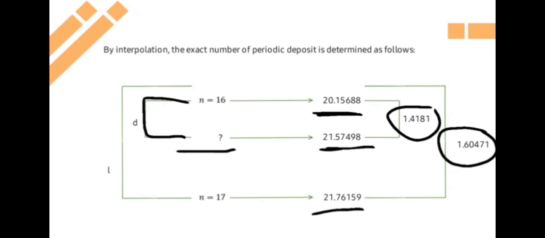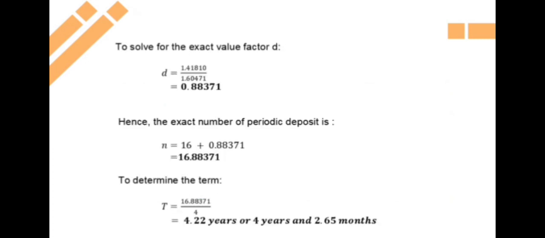So, to get this, we just divide the two differences we got. So, 1.41810 divided by 1.60471 is equal to 0.88371. So, just like what we did earlier, we add the number of compounding periods of 16 to the D factor. So, 16 plus 0.88371 is equal to 16.88371.